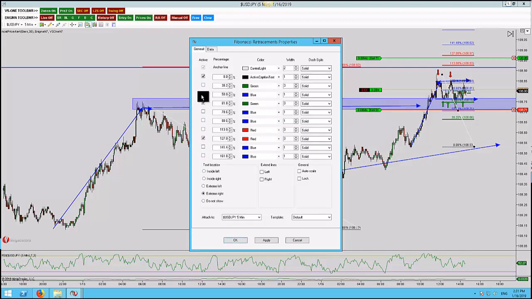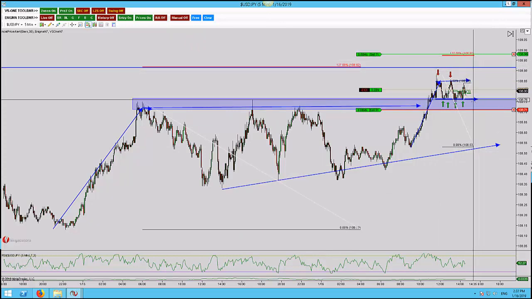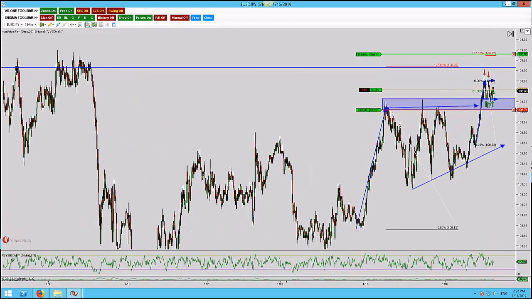So what that means is that I can play for the 127 as my target, but because we are just a few pips before that psychological number and it's highly likely that we're going to go up and test it, then I can play for just 2 pips before that 109 psychological number.